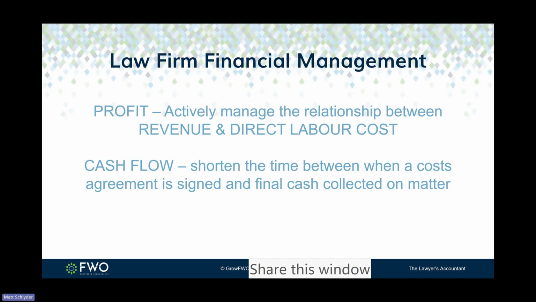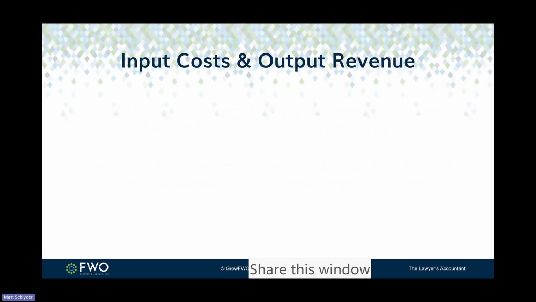And from a cash flow point of view, what you need to be focusing on is shortening that period of time between when a costs agreement is signed and when the final cash is collected. I'm not going to be spending any time today on the cash flow side of things, but in summary, basically, the quicker you get the work done, the more regularly you bill it. Generally, the shorter the period of time it takes for cash to come into the bank, and your cash will improve.